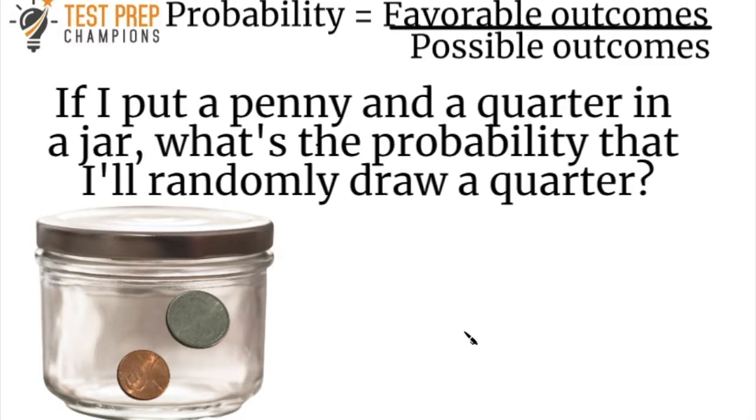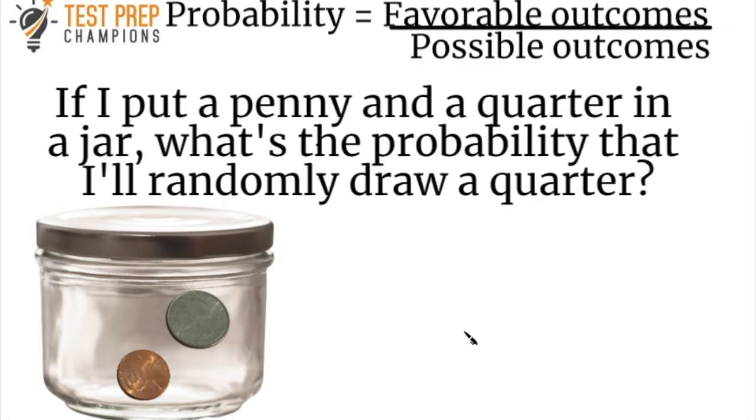Okay, here's another example. If you got that last question wrong or didn't fully understand it, now's your chance for redemption, and if you got that last question right, now's your chance to go 2 for 2. So the question is, if I put a penny and a quarter in a jar, what's the probability that I'll randomly draw the quarter out? Go ahead, pause the video, and try to figure this out. I want you to calculate the simple probability of drawing that quarter out.